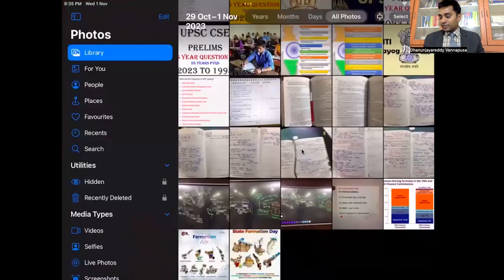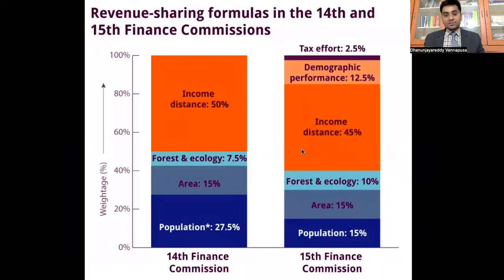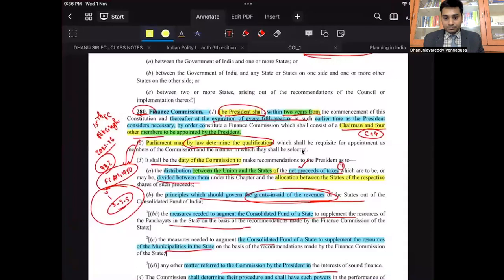If you look at the 15th Finance Commission's recommendations, guys, this is the one. The 14th Finance Commission recommended the sharing of the taxes between the states based on income distance, forest ecology, area, population. That is the 14th. In the 15th, they have given much weight to the income distance, followed by area and population, followed by forest and ecology, followed by demographic performance and tax effort. This is again extremely important. Like this, they have devolved 41% of the taxes. So that is the thing that you have to remember.